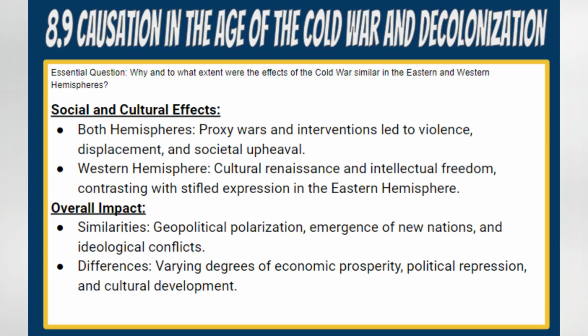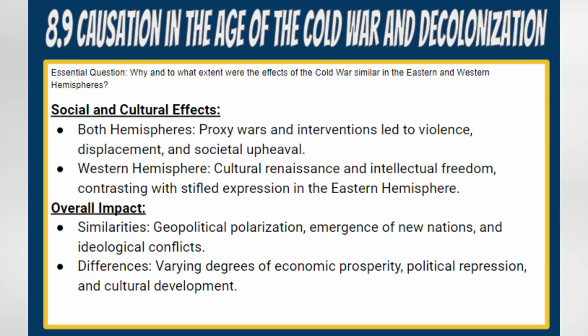Moreover, the Cold War era stifled cultural exchange and freedom of expression in the Eastern Hemisphere, as authoritarian regimes tightly controlled information and cultural output to maintain ideological conformity. In contrast, the Western Hemisphere experienced a cultural renaissance, characterized by artistic innovation and intellectual freedom, facilitated by greater personal liberties and access to global cultural trends.